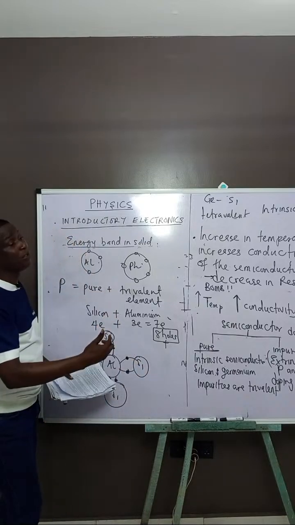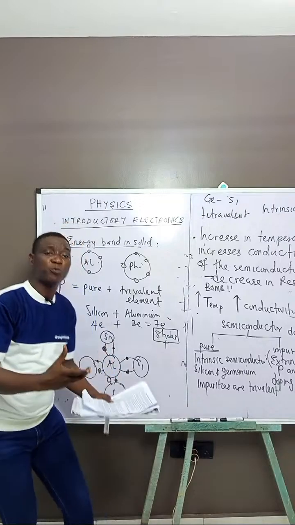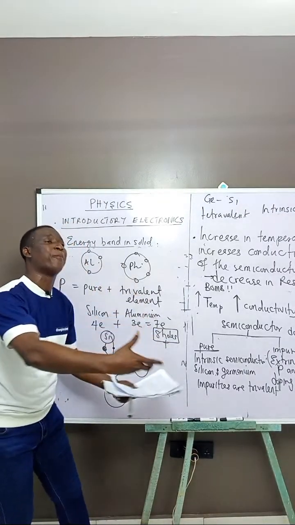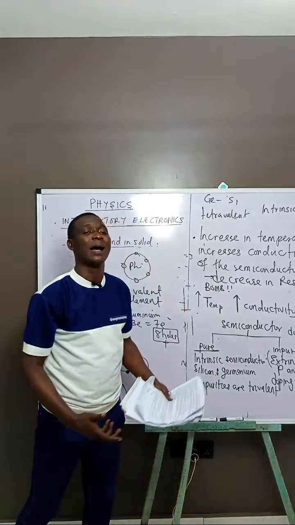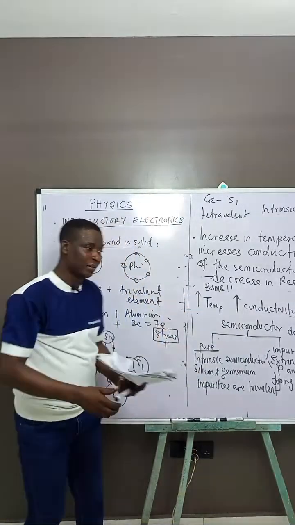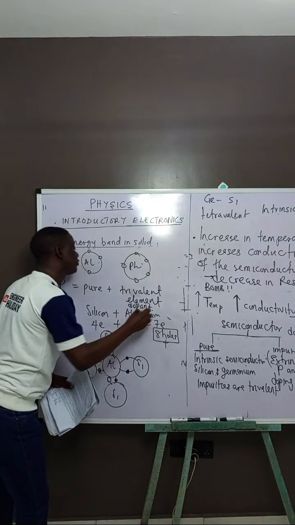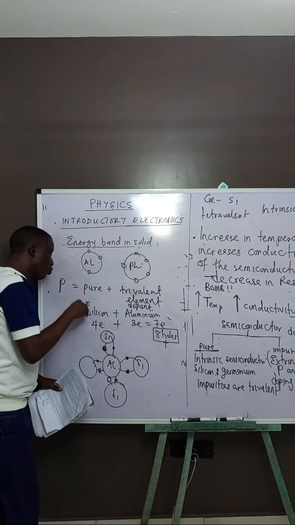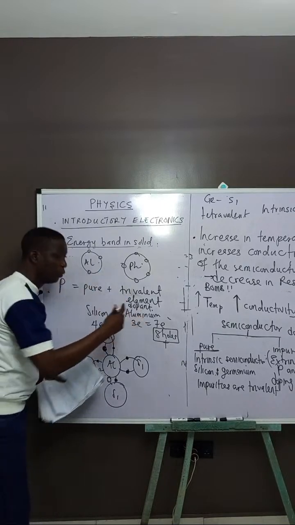Now, number 2, the point they will ask you is, what is the impurity used in a p-type semiconductor? A trivalent element. Now, a manufacturer wishes to produce a p-type semiconductor, what will you use as doping or dopant? This one is what we call the dopant. A dopant will be added to a pure semiconductor to produce a doping process.